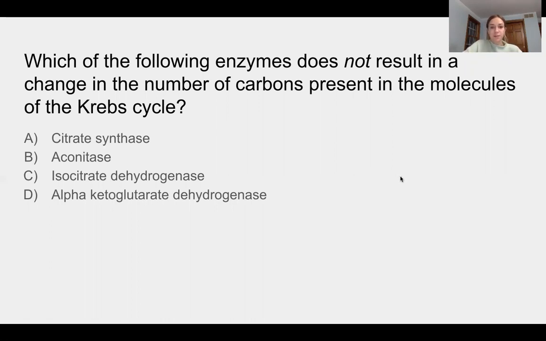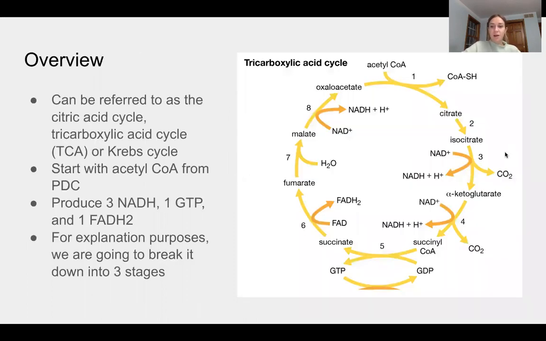All right, so I'm going to show our answer here, which is B, aconitase. And we're going to now go through all of the steps, number of carbons, and enzymes present in the Krebs cycle. So here we have our overview figure, which I'm going to be using to break down all 8 steps. Basically just know that this can be called the TCA, Krebs, or citric acid cycle, and TCA stands for tricarboxylic acid.